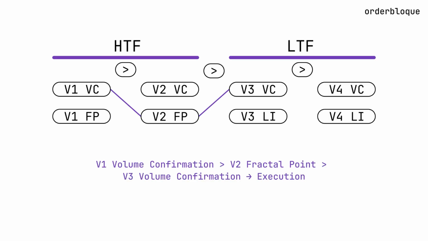The next combination is also foundational to the algorithm, partially in the LTF part, but it has one very interesting feature, and a total of 3 variables. It is variable 1, volume confirmation, greater than variable 2, fractal point, greater than variable 3, volume confirmation.